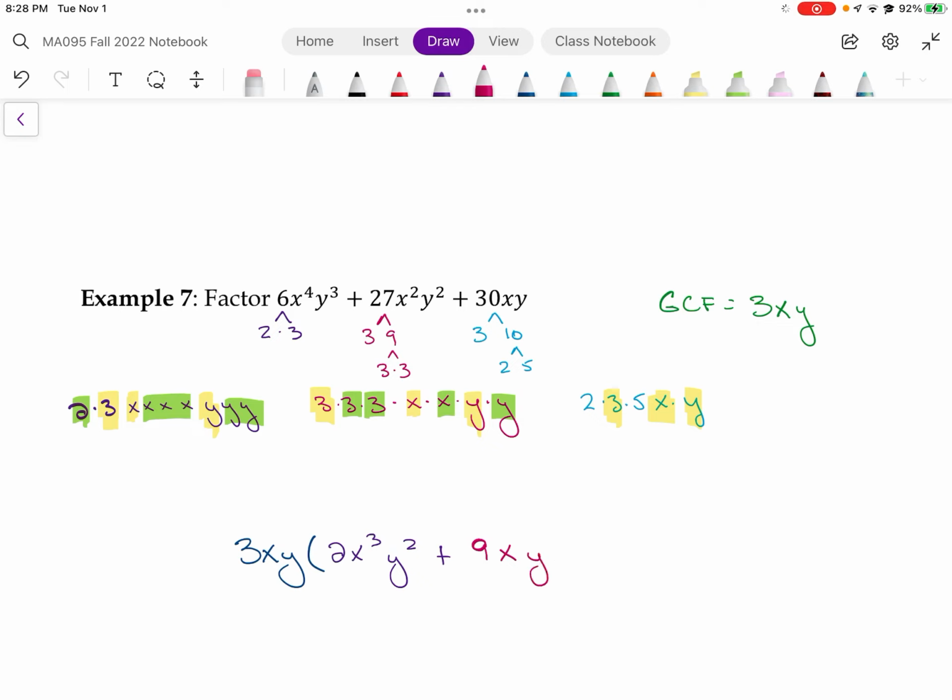Okay, next one. The last one is the blue one. So what do I have left? I have a 2, a 5, and no variables. So 2 times 5 is 10.